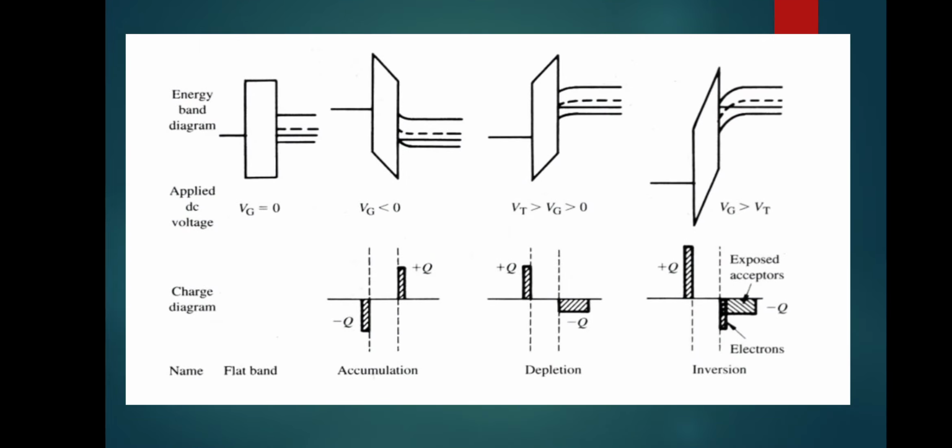This diagram shows accumulation, depletion and inversion modes. In accumulation mode, Vg is always less than 0. In depletion mode, Vt is greater than Vg and it is greater than 0. In inversion mode, Vg is greater than Vt.